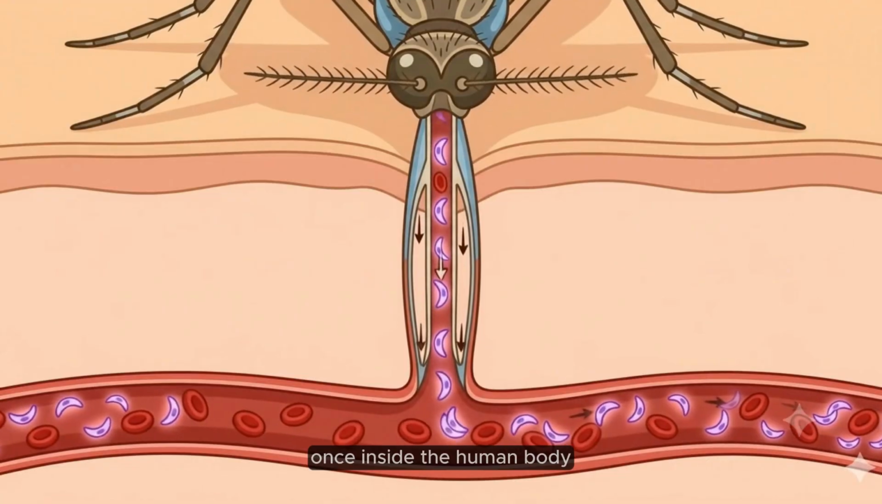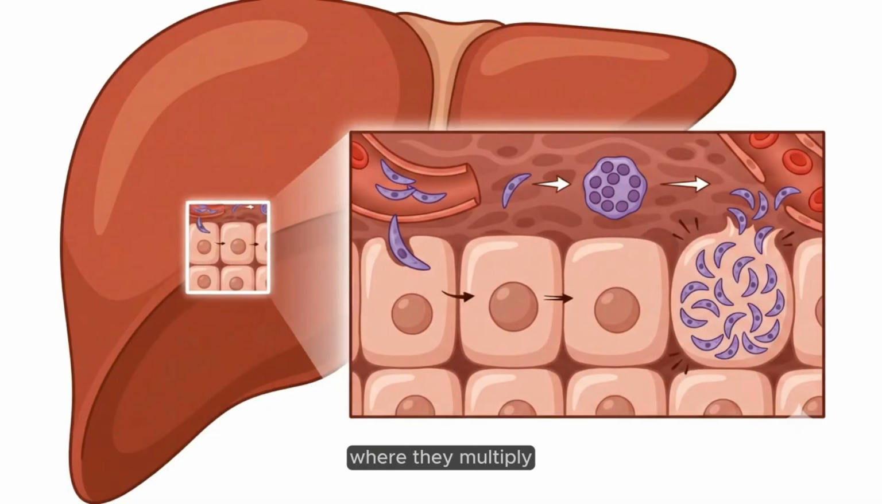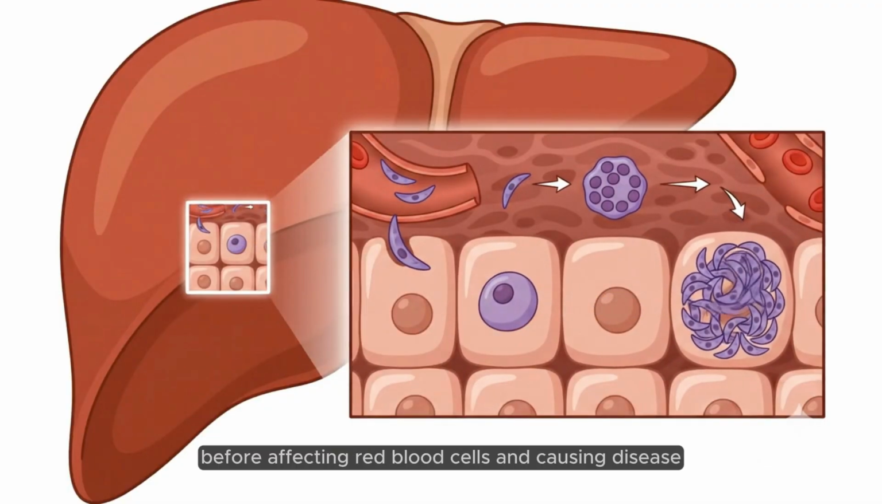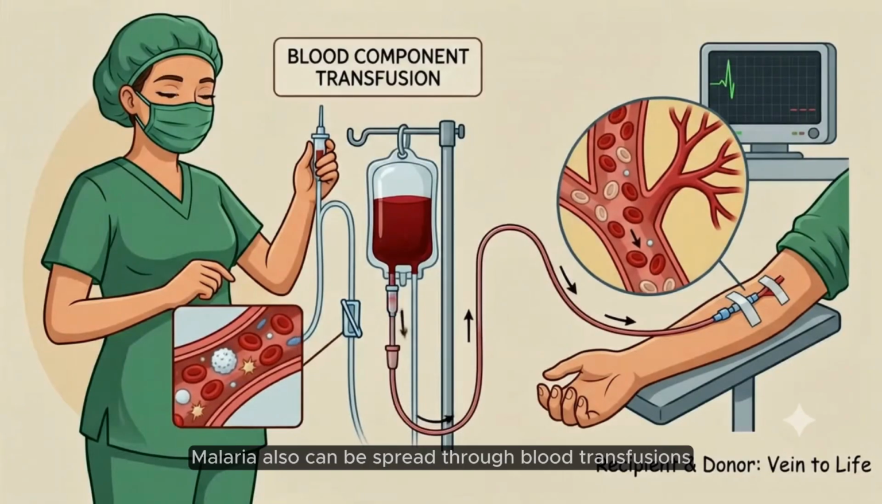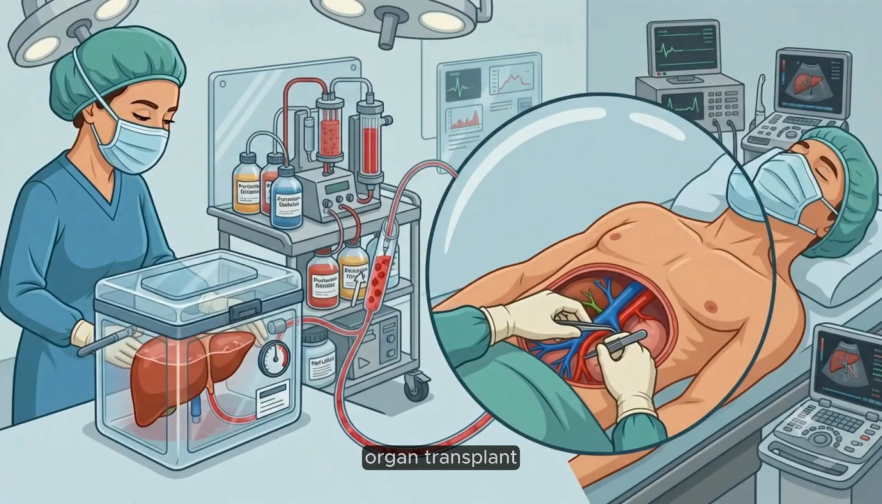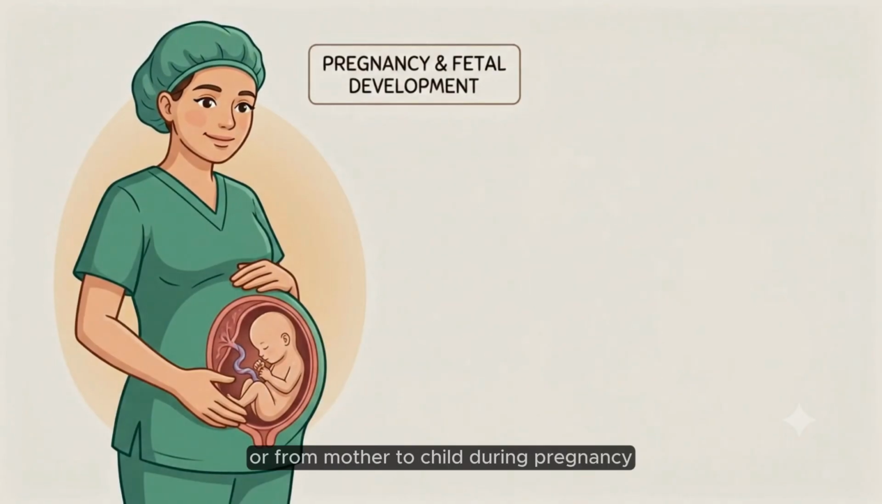Once inside the human body, the parasites travel to the liver where they multiply before infecting red blood cells and causing disease. Malaria can also be spread through blood transfusions, organ transplant, or from mother to child during pregnancy.